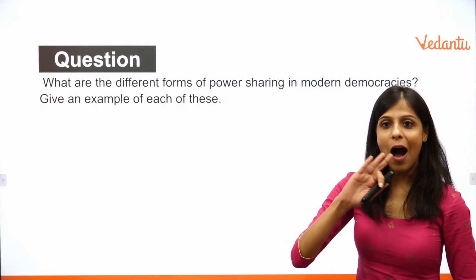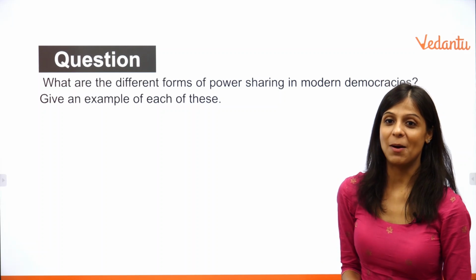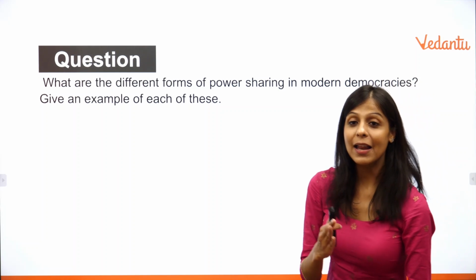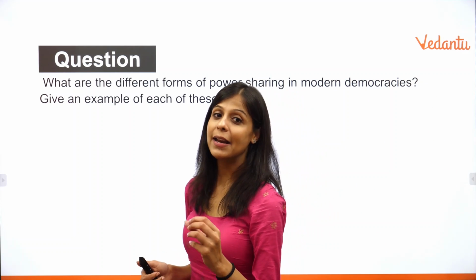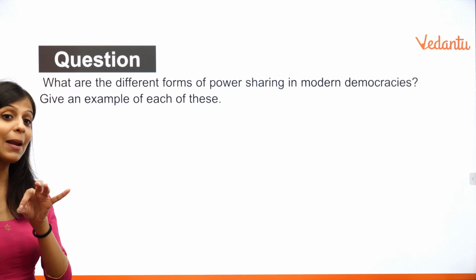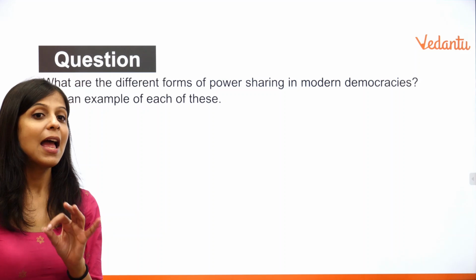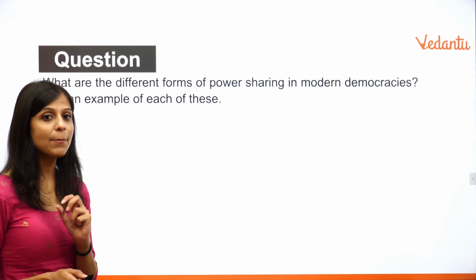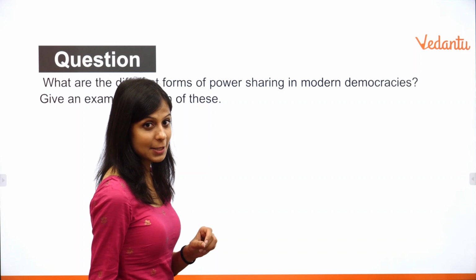Now, coming to the crux of the chapter, a very important question that can be expected: what are the different forms of power sharing in modern democracies? Explain with an example of each of these.